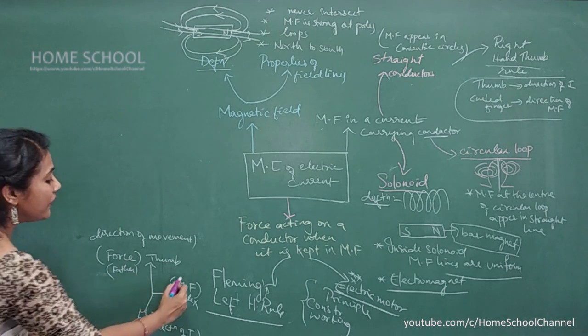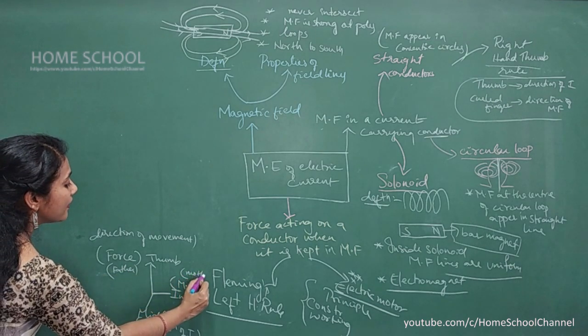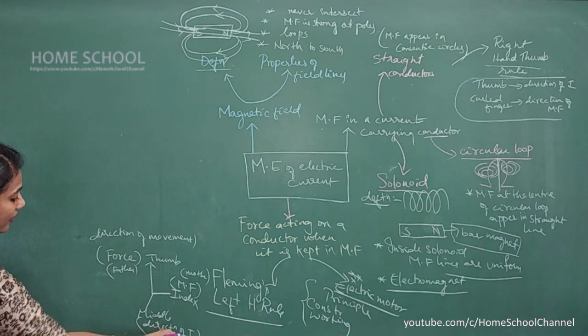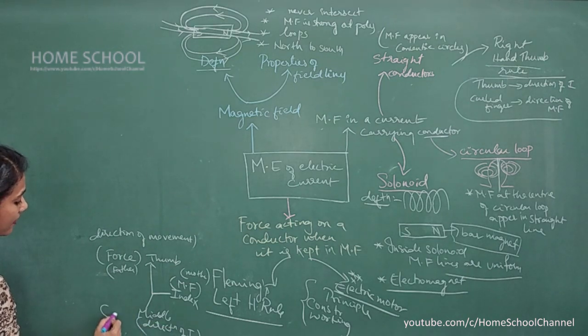Okay, so for force, as a shortcut you can remember: force means father. Magnetic field is mother, right? Then current is child. Current means child. C for child.